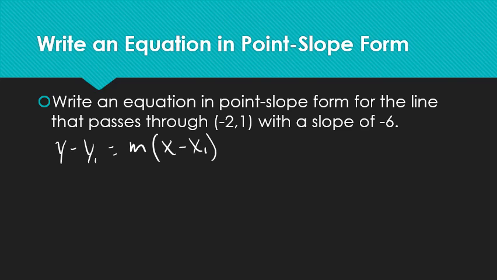All right, so write an equation in point-slope form for the line that passes through the ordered pair of -2 and 1 with a slope of 6. So we're given the coordinates of an ordered pair, and we're given the slope. And we can pretty easily just substitute in here to put this in point-slope form.